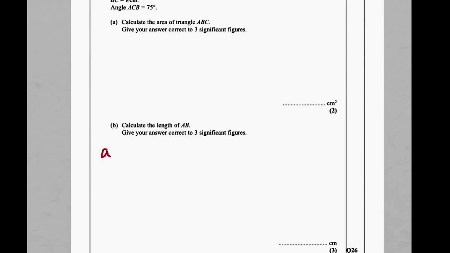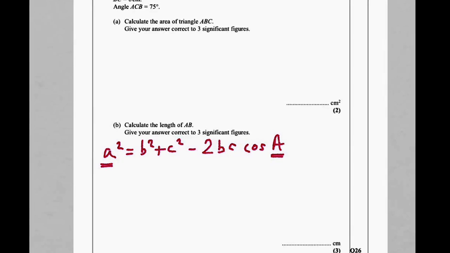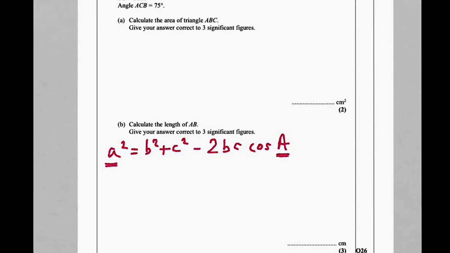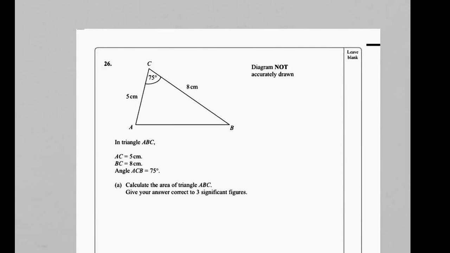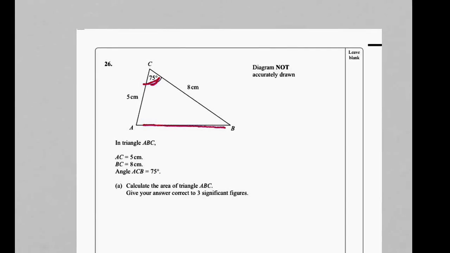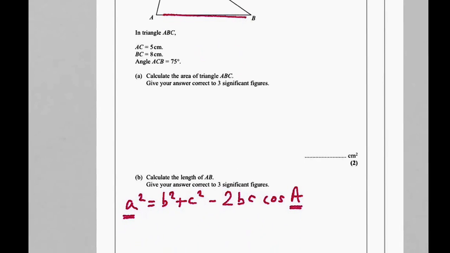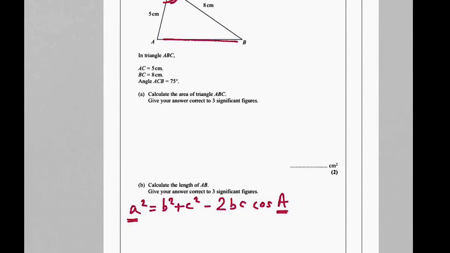It tells me that a squared is equal to b squared plus c squared minus 2bc cos of A. The only thing I need to make sure is that the angle I've been given is opposite the length that I want to find. And it is. The angle I've been given is opposite the length that I want to find. So I don't need to do anything here. It's brilliant. So I just substitute in my numbers.